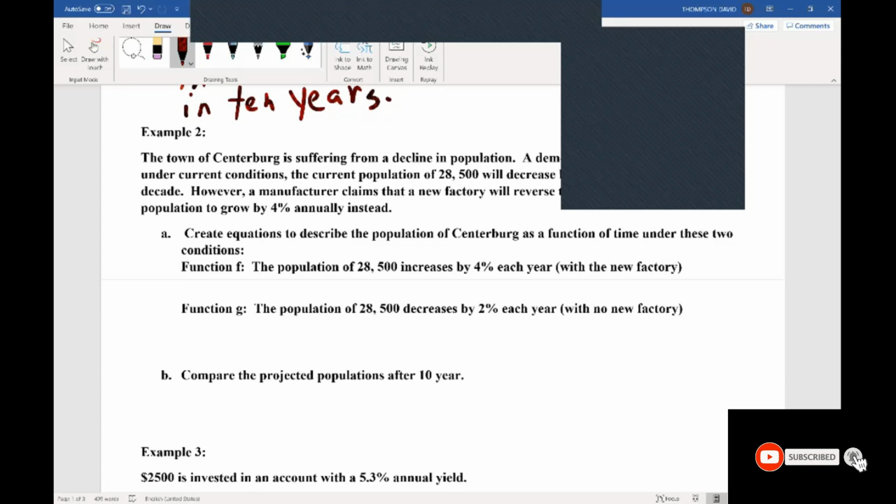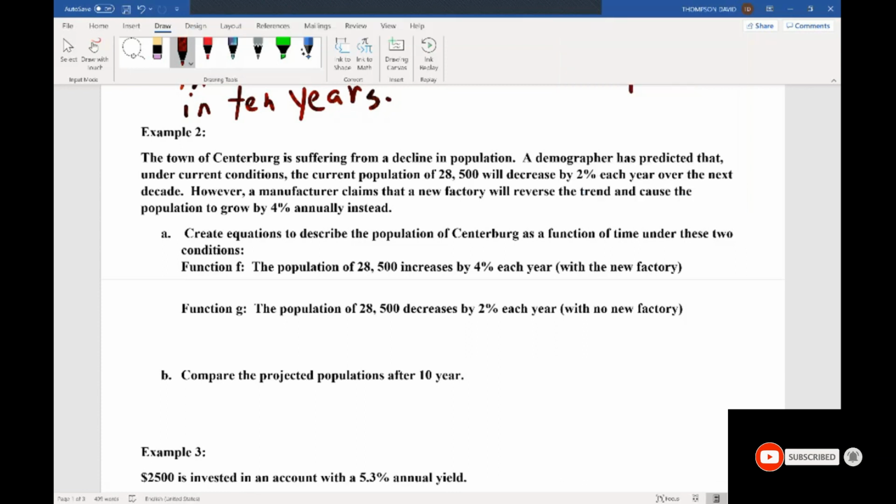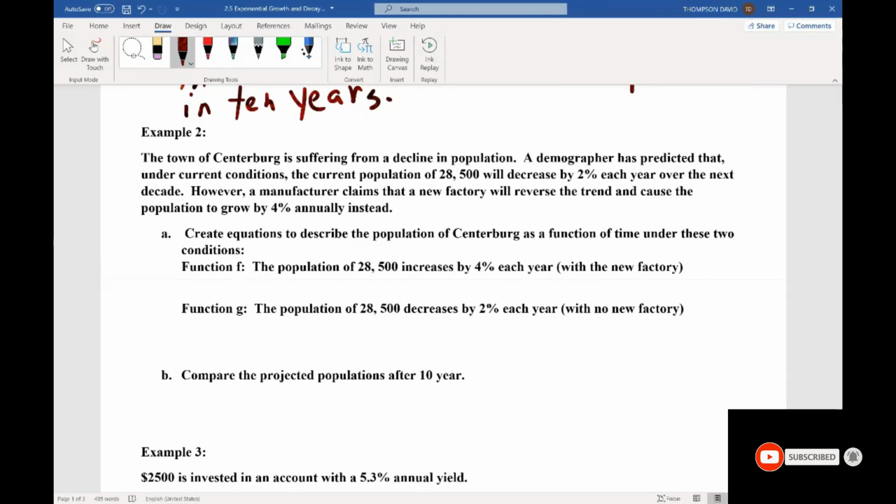Example 2. The town of Centerburg is suffering from a decline in population. A demographer has predicted that under current conditions, the current population of 28,500 will decrease by 2% each year over the next decade. However, a manufacturer claims that a new factory will reverse the trend and cause the population to grow by 4% annually. Create equations to describe the population of Centerburg as a function of time under these two conditions. Function f, the population of 28,500 increases by 4% each year with a new factory.